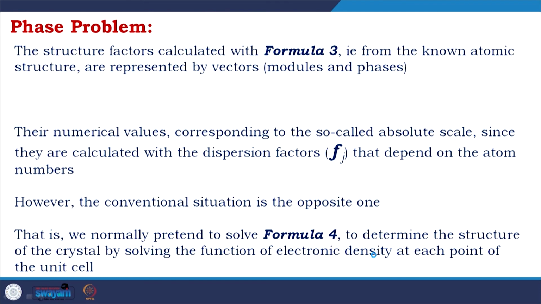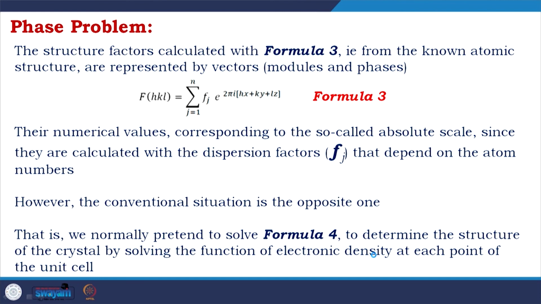So, coming to the phase problem, we already talked about the structure factor, which is calculated with formula 3 from the known atomic structure and represented by vectors, the modules and phases. This is formula 3. Their numerical values correspond to the so-called absolute scale, since they are calculated with the dispersion factor f_j that depends on the atom numbers. However, the conventional situation is the opposite one.